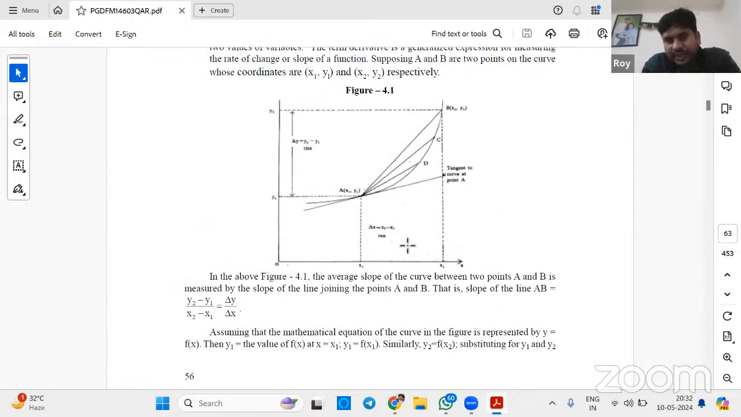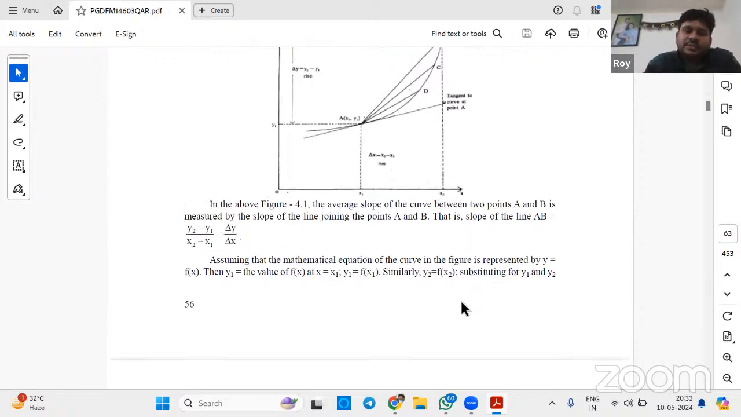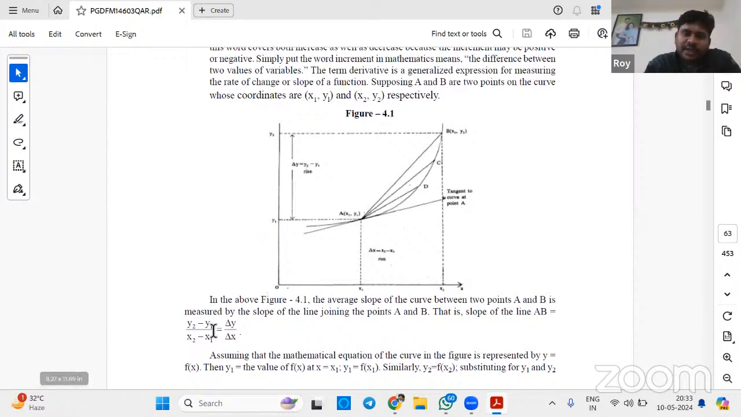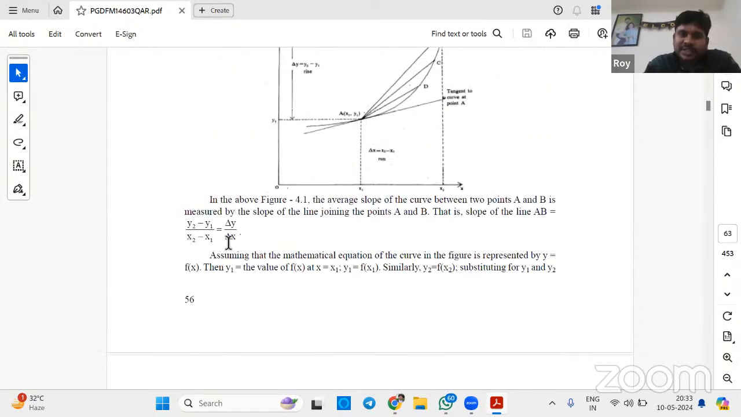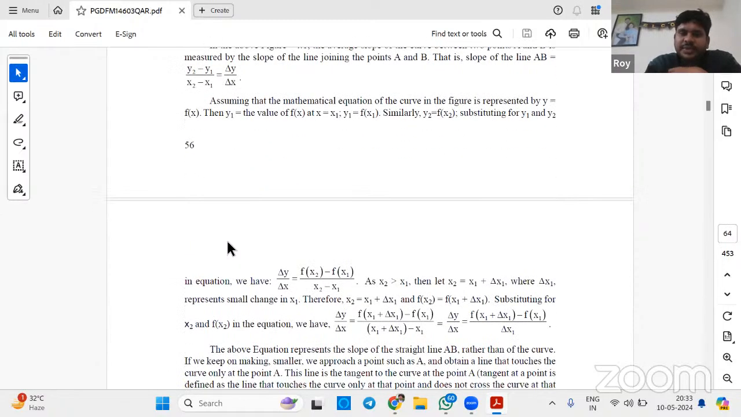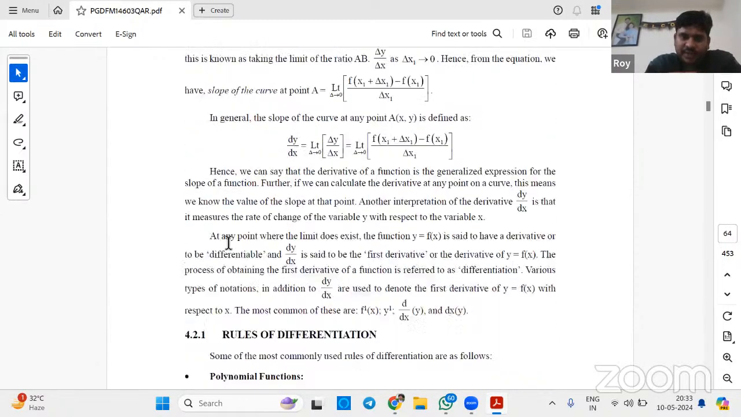See here, definitely to identify a few things, you need to learn a few formulas by heart. Okay, here it is. Now, say this delta y, delta x. Change in the difference of y, y2 minus y1, change in the difference of x means x2 minus x1. Right, this is the general form.